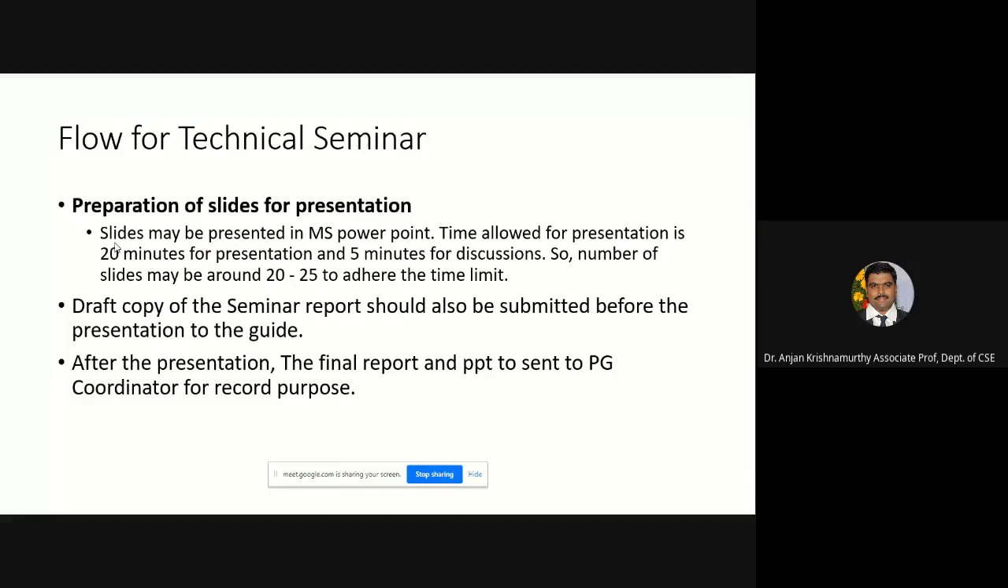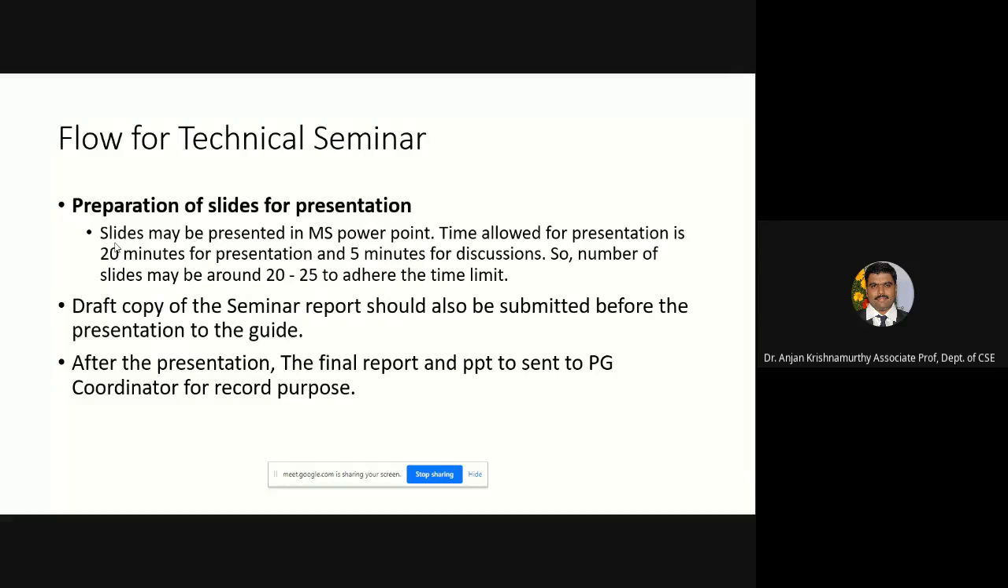So next, after you're done and you're able to get enough knowledge about that particular domain, you do a preparation of the presentation, right? So you prepare the presentation in MS PowerPoint, in such a way that the time slot allowed for you to do the presentation is 20 minutes and 5 minutes for the discussion. So the number of slides may be somewhere around 20 to 25, and you adhere to a 25-minute timeline for your technical seminar, right?